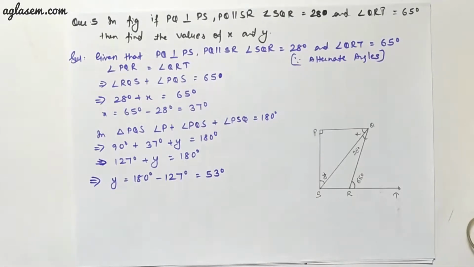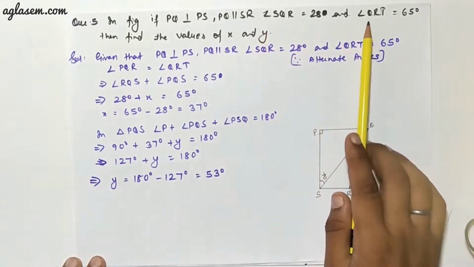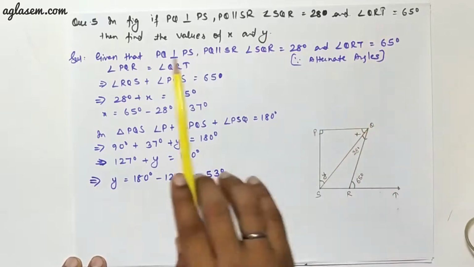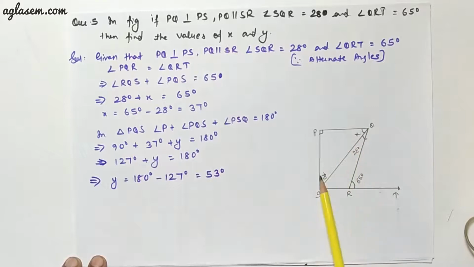So in question number 5, it says, in the figure, if PQ is perpendicular to PS, PQ is parallel to SR, angle SQR is 28 degrees and angle QRT is equal to 65 degrees, then find the value of X and Y. We have to find the value of X and Y.